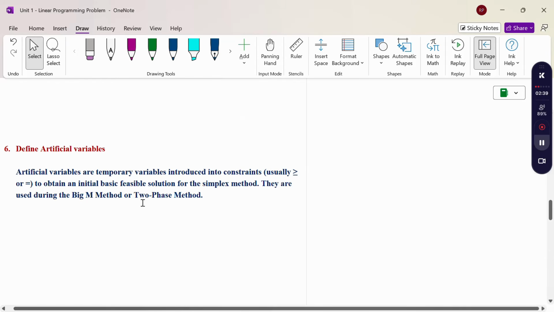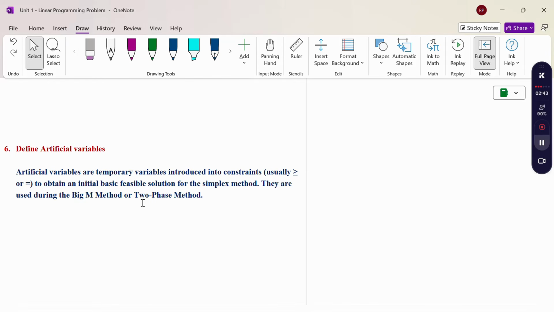Artificial variable. An artificial or temporary variable is introduced into a constraint, usually greater than or equal to, to obtain an initial basic solution for the simplex method. So they are used during the Big-M method or two-phase method, for greater than or equal to type and equal to type problems. Some books use R1, R2, R3, some books use A1, A2, A3 and so on.